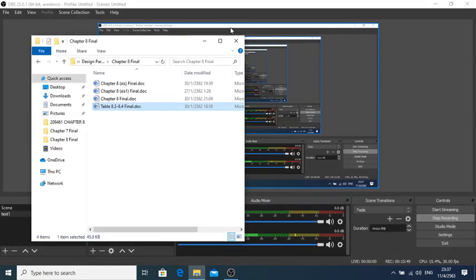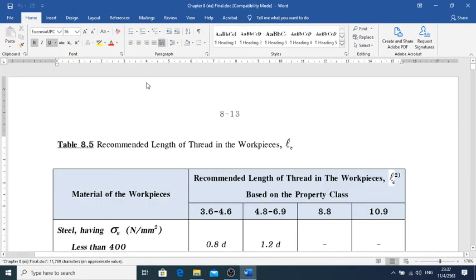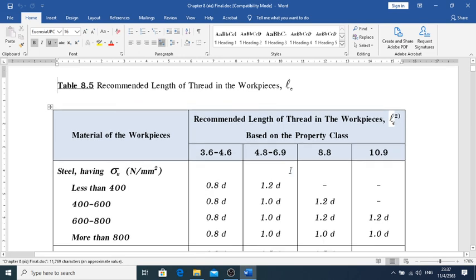And then, okay, I would like to go to another section. It's going to be in table 8.5. I'll stop for a while here.